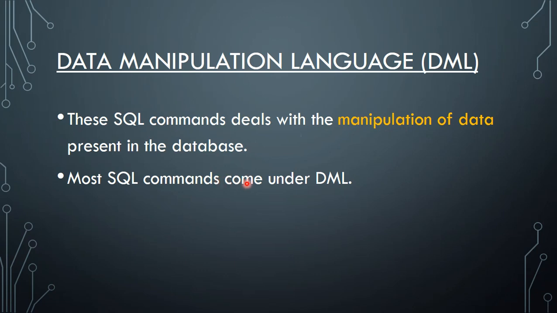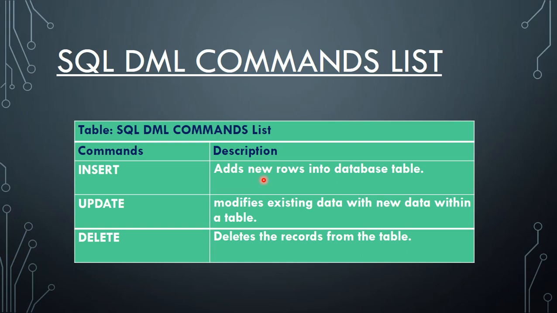So what are the SQL commands under DML? See the tabular column: insert, update, delete. These are the manipulation commands. We can insert any new records in the database, we can update any existing records in a table, and we can delete a record from a table. So these are the 3 DML commands.